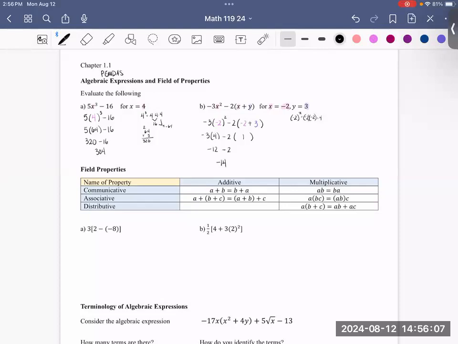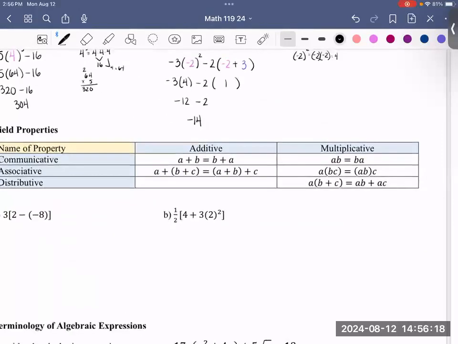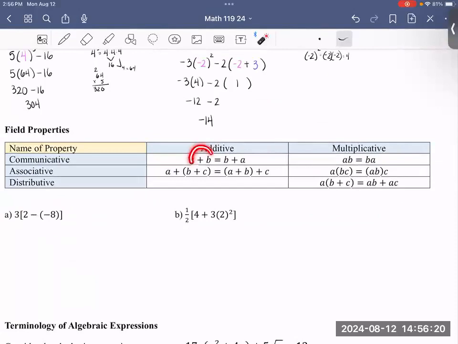Now you have some field properties. You have commutative, associative, distributive, and you have both the additive and the multiplicative. Really, it's just saying for your commutative property, you can reverse the order when you add or when you multiply, and it's still going to come out with the same response. Associative just tells us that, hey, you can group it in any different way, whether it be multiplication or addition. And again, it's still going to come out the same way.